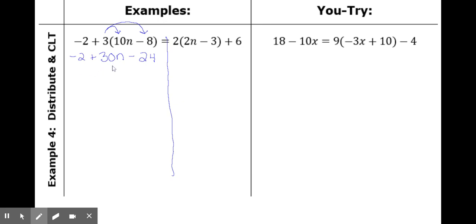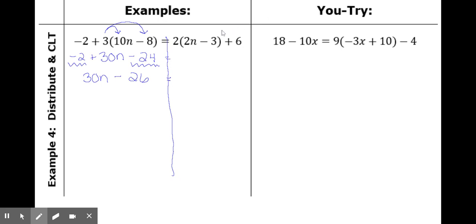I only have one term that has an n, but I do have two constants here, and the constants can be combined. So I'm going to bring down the 30n and then combine my like terms. Negative 2 minus 24, same sign, so I add, just makes negative 26. All right, the left-hand side is simplified. So now we need to examine the right-hand side.